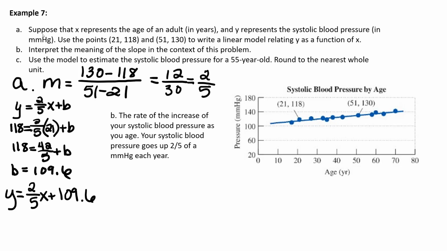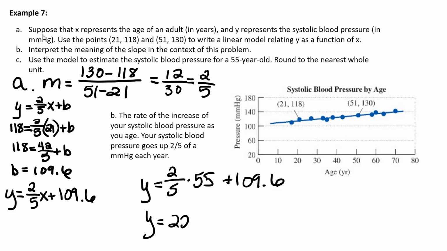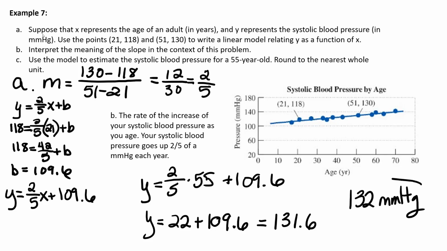Okay, so part C says use the model to estimate the systolic blood pressure for a 55-year-old. So we're just going to plug that in for X into our equation. So Y equals 2/5 times 55 plus 109.6. And then we just multiply it out and we get 131.6. And they tell us to round to the nearest whole unit, so it would be 132 millimeters of mercury for a 55-year-old.